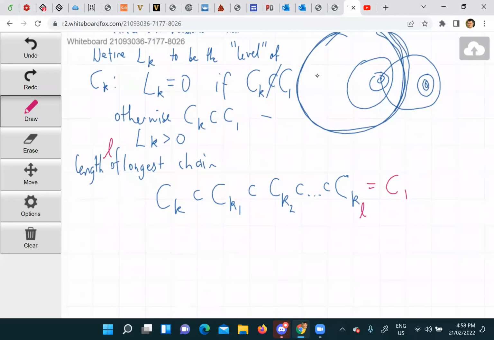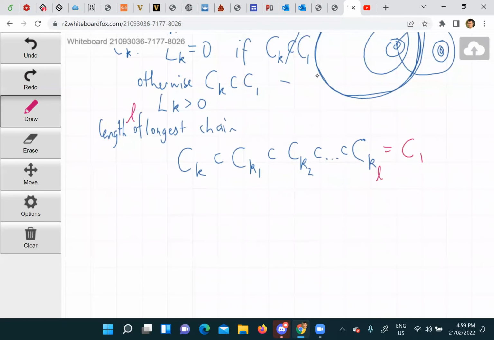Okay, do you understand what LK is defined as? So LK is the level of the kth circle. So if this is C1, right? And there's like a bunch of circles, right? And CK is here, yeah? That's the big one. You see the level is 2, yeah? So if there's 3 circles, the level is 2.